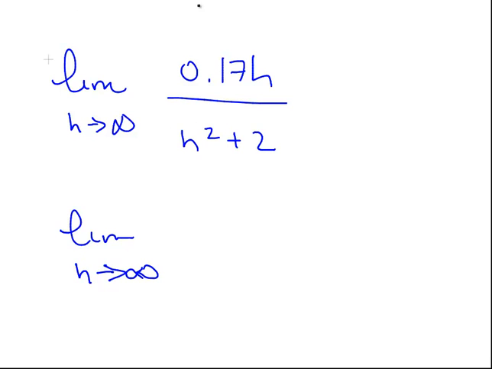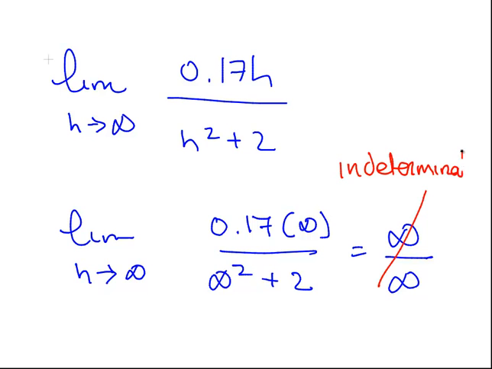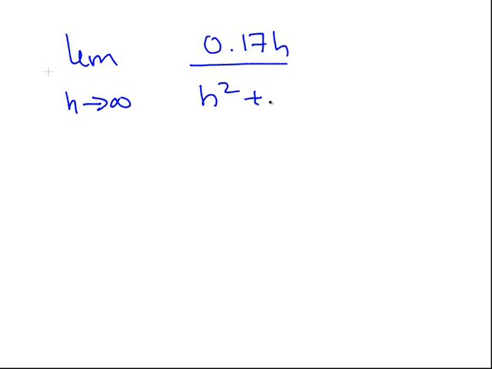Let's do that out. That is 0.17 times infinity over infinity squared plus 2. That's infinity over infinity, an indeterminate answer. So we have to try it again. The limit as h approaches infinity of 0.17h over h squared plus 2. Divide by the highest power. We divide everything, the numerator and denominator, by h squared, which is the highest power here.